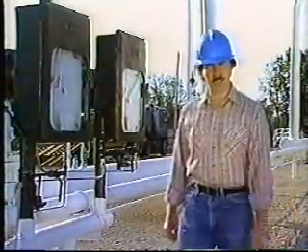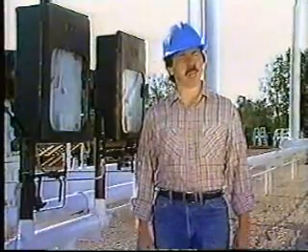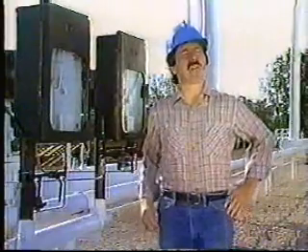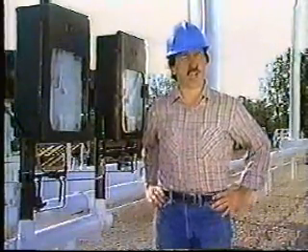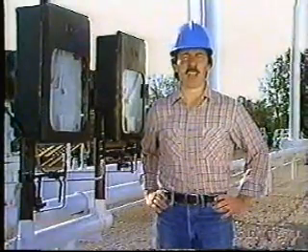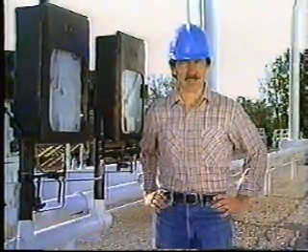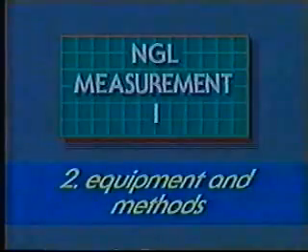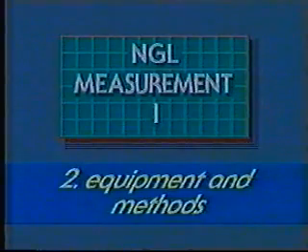In our last section, we saw some of the basic components which make up an NGL metering station. In this section, we will look at how this equipment is used. We will also look at some of the methods used for NGL measurement and at some of the factors which affect measurement accuracy. This is the second section of a two-section module dealing with natural gas liquids measurement.